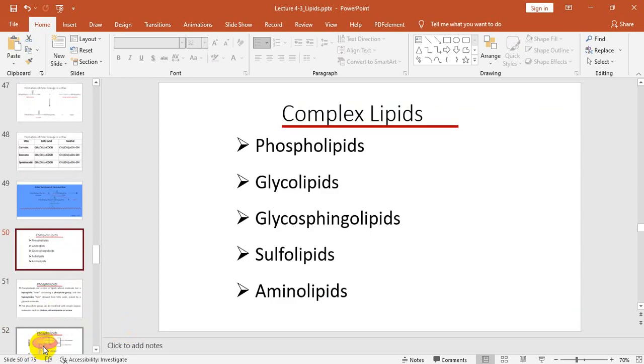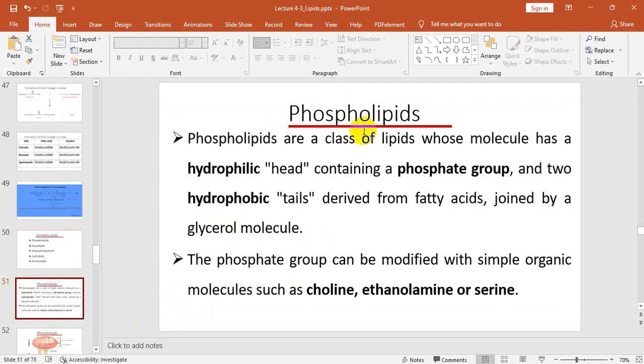Complex lipids are phospholipids, glycolipids, glycosphingolipids, sulfolipids, aminolipids. Phospholipids are a class of lipids whose molecule has a hydrophilic head containing a phosphate group and two hydrophobic tails derived from fatty acids joined by glycerol molecule. This is what comprises the cell membrane. The phosphate group can be modified with simple organic molecules such as choline, ethanolamine, or serine.